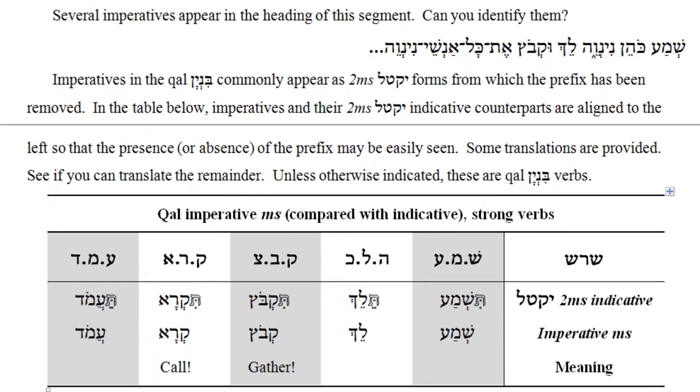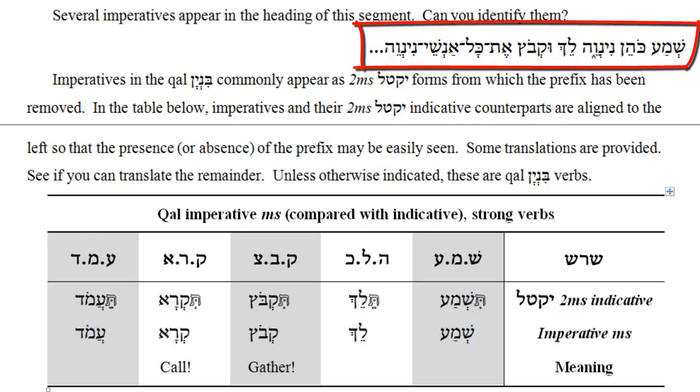Take a moment to look again at the excerpt that formed the title for this segment. See whether you can identify which words are imperatives. Shema Kohen Ninve, Lech ukvotz et kol anshe Ninve.